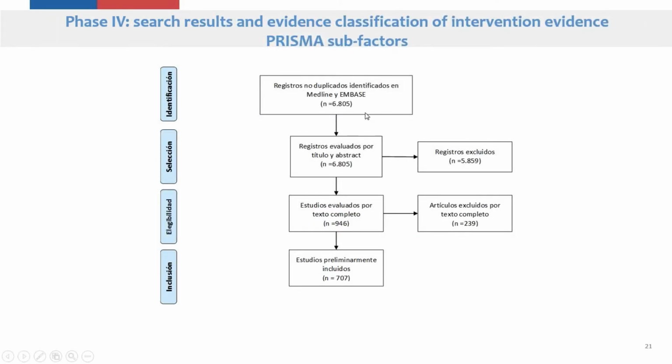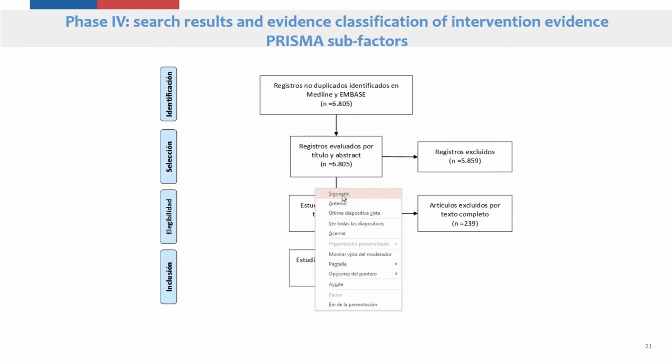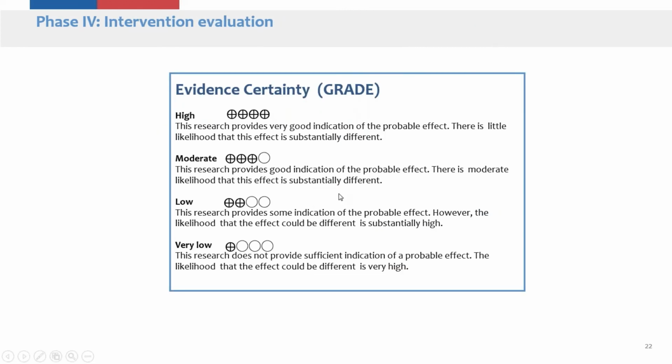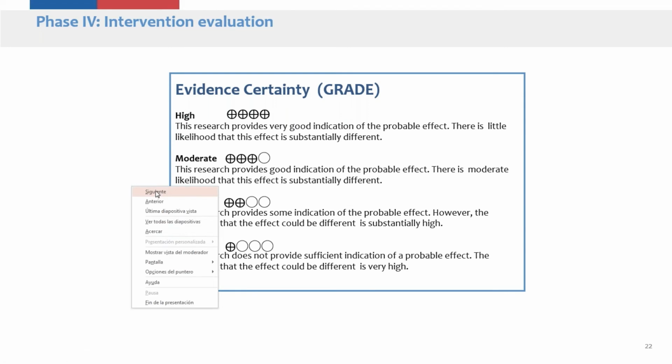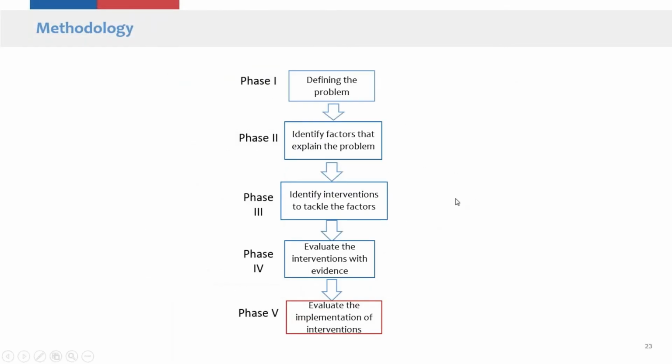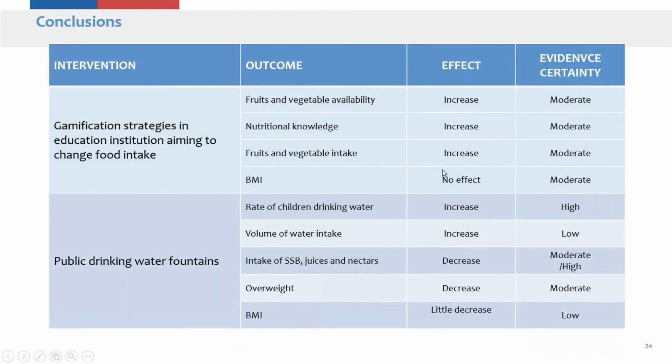These are the hits we had in the sub-factors. And this is, well, you all probably know about GRADE. So this is the evidence certainty we use. And for phase five, we evaluate the implementation of the interventions. As a conclusion, this is an example of our tables.